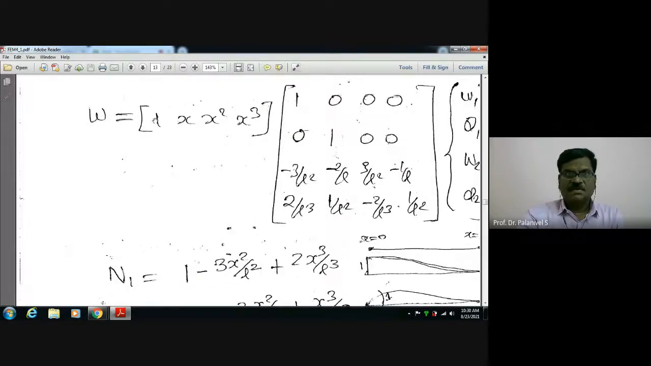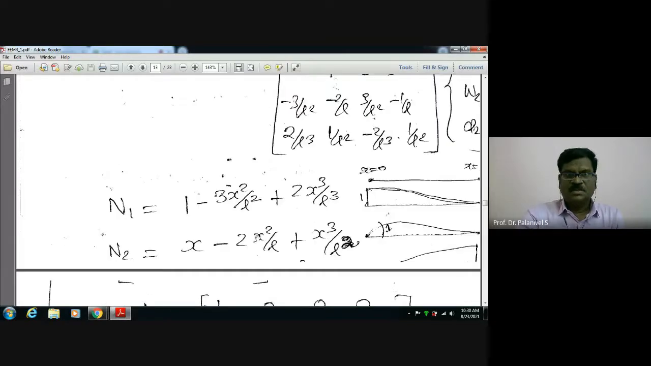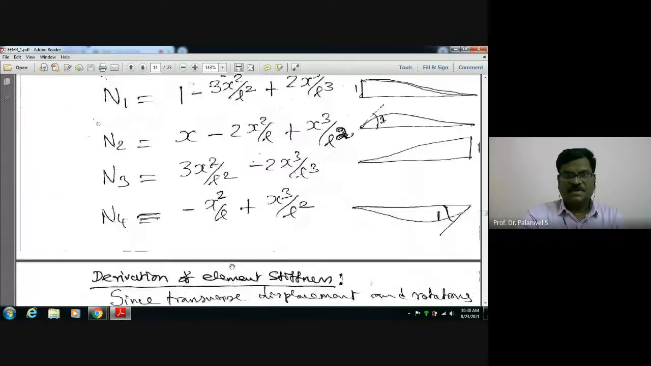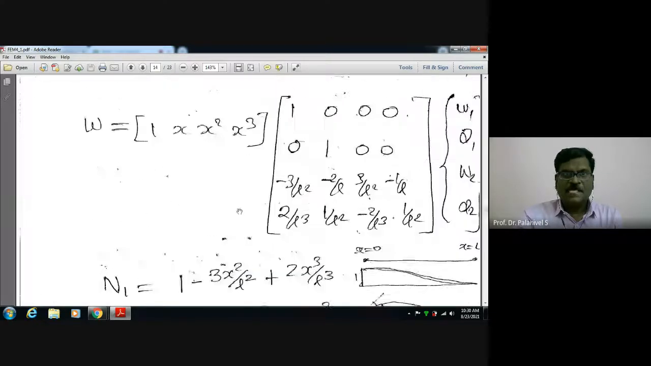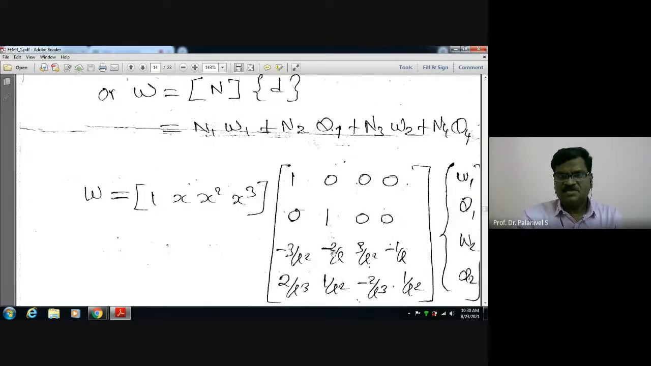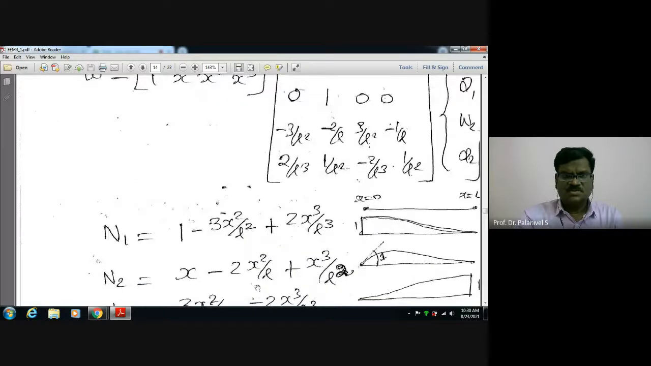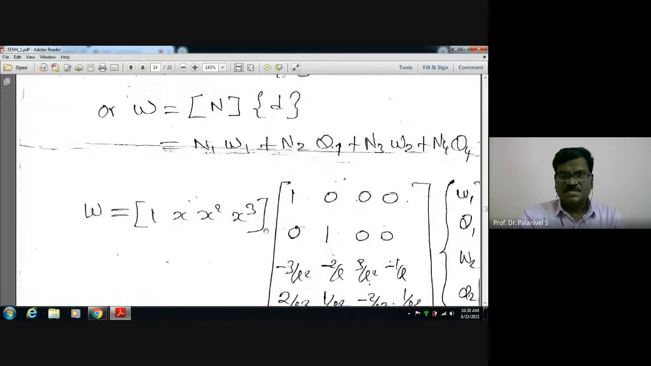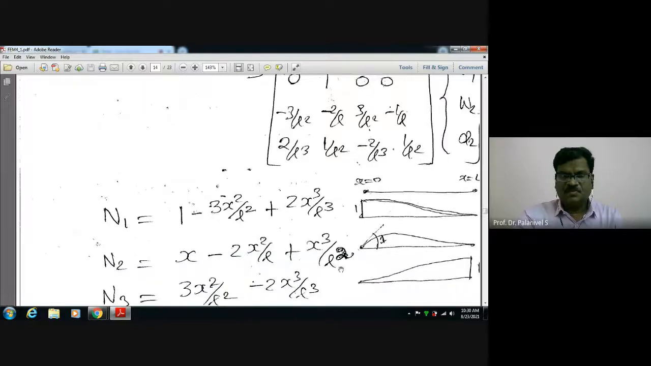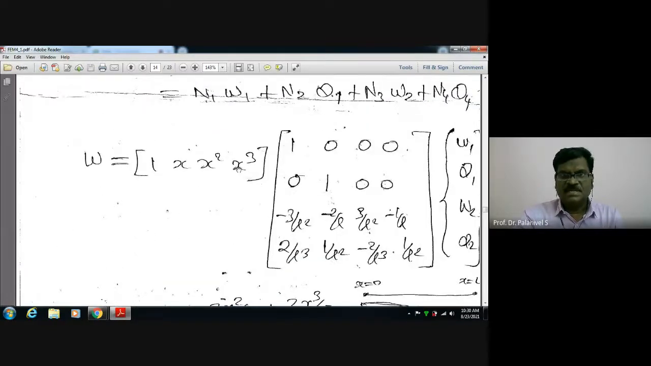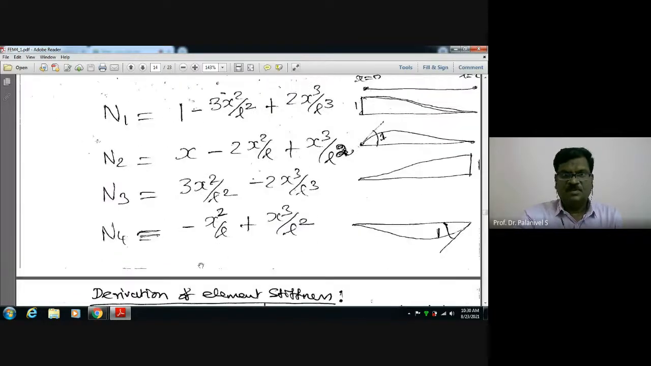Next, N2 equals 1 into 0, x into 1, x. Next, x square into minus 2 by L, so minus 2x square by L. Next, x cube into this one, so x cube divided by L square. Like that you have to develop. Next, multiply this into this one, and you'll be getting N1, N2, N3, N4. So we obtained the shape functions.